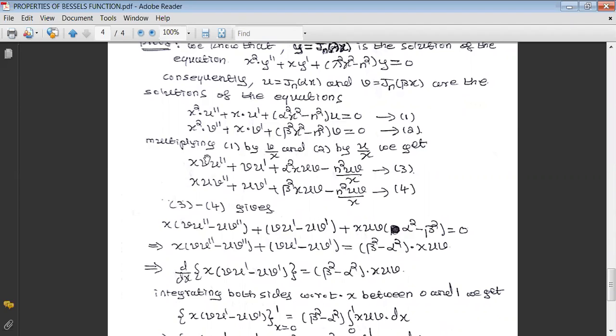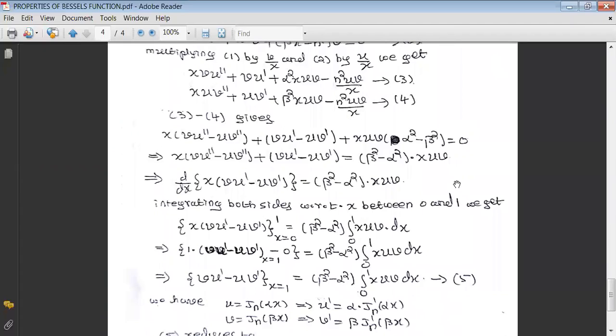Once we take the difference of these two, taking x common, we are left with x times (v u double dash minus u v double dash) plus (v u dash minus u v dash). In the remaining terms, we can take x u v as the common term, and we get alpha square minus beta square, and the n square terms will get cancelled, and the RHS becomes 0. Now let us take this term to the other side; we can write it as (beta square minus alpha square) x u v.